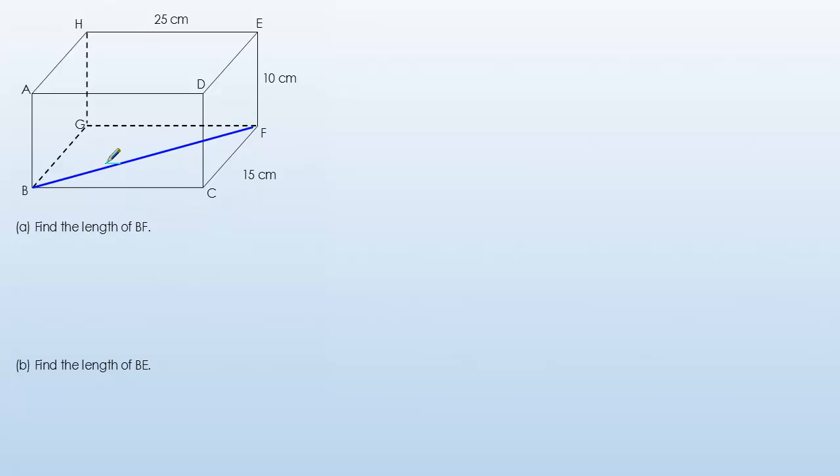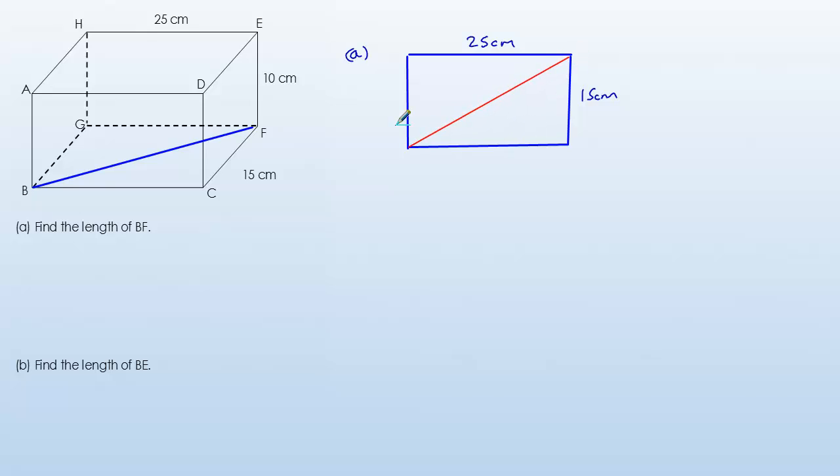Now BF is just in the bottom rectangle. So if we just draw that bottom rectangle like so, then we can see that this is 25 centimeters and this is 15 centimeters, and BF goes across here.